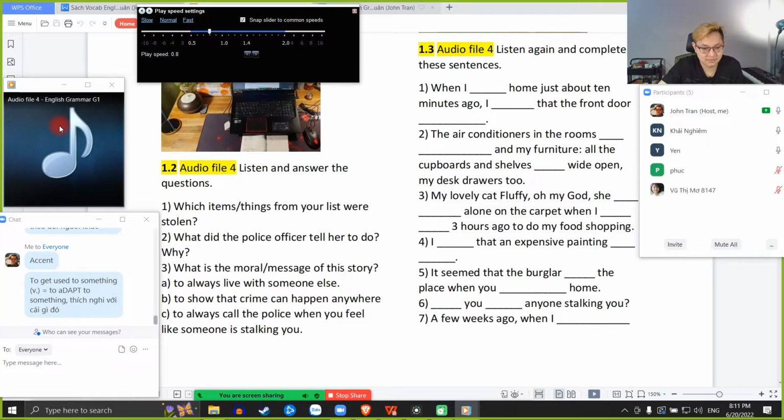5 minutes later, a fully equipped team arrives. They check all the rooms carefully. It's safe now, Miss Saltwater. It seems that the burglar left the place when you were walking home. Is there anything else missing from your home?